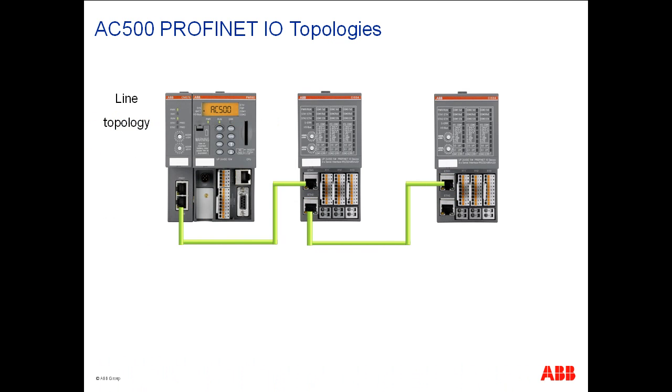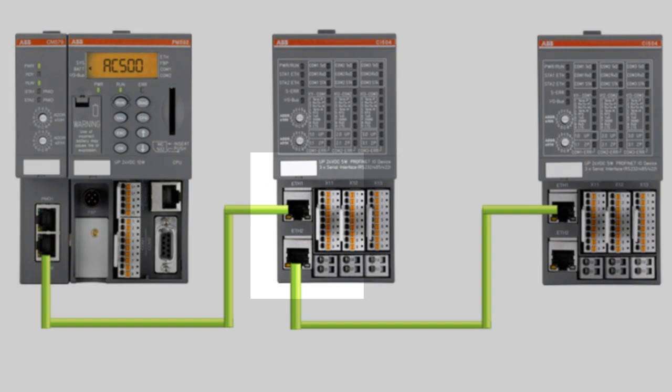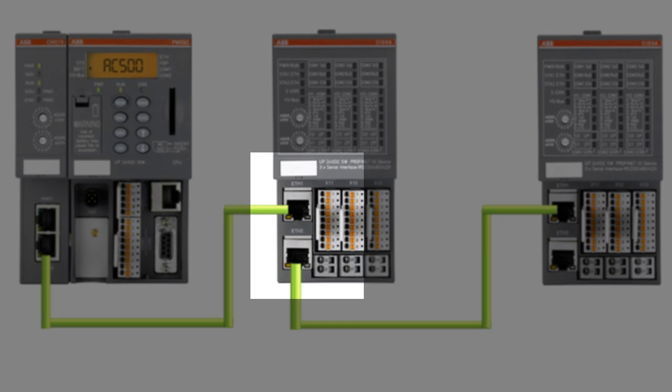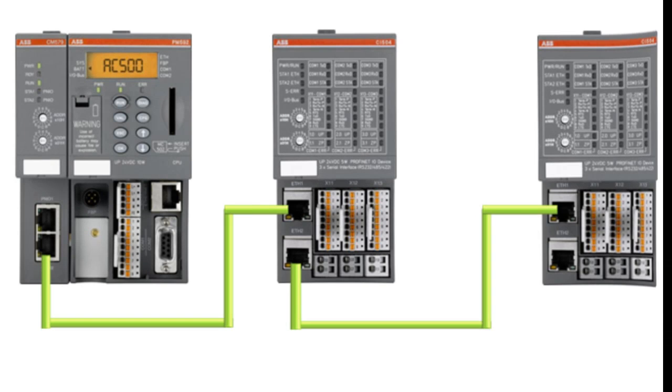As a first step, we will discuss the various possible network topologies supported in Profinet I/O communication. The picture on the screen shows what is called a line topology. This is a well-known topology used in automation applications. Profinet modules are equipped with integrated Ethernet switches that facilitate the realization of this line topology.